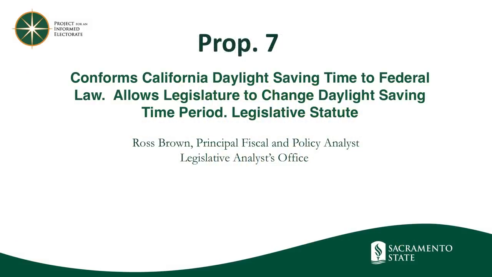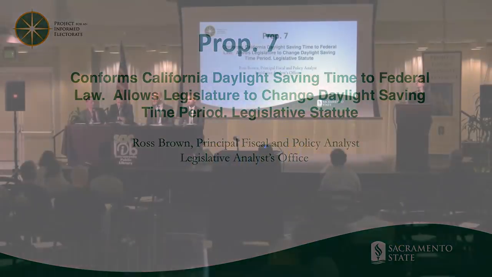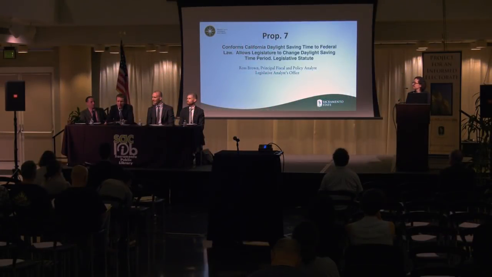All right, Proposition 7 then. Proposition 7, I'll give you just the bottom line and then give a little bit of background on the measure. So Proposition 7 would give the legislature the authority, with a 2/3 vote, to change daylight savings time, such as potentially going to year-round daylight savings time, as long as federal law allows that change. So just a little bit of background on the legal context here.